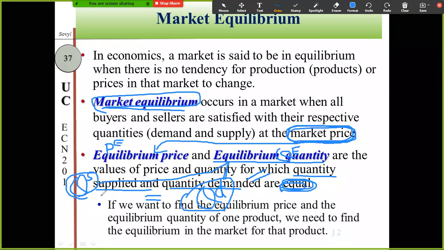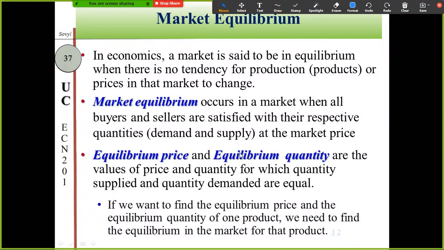So what price makes these Qs equal? The price that makes these Qs equal, we call the equilibrium price. So when we know the equilibrium price that makes these two Qs equal, this we call the equilibrium price. And these two Qs that are equal we call the equilibrium quantity. Okay. If we want to find the equilibrium price and equilibrium quantity for one product, we need to find market equilibrium.